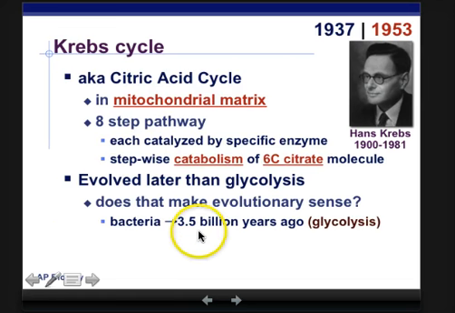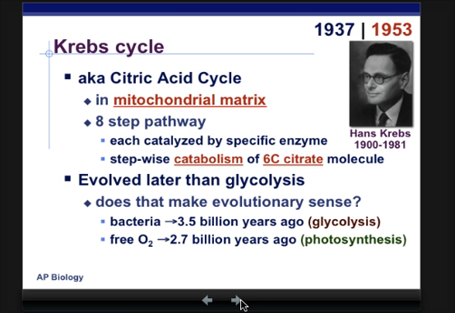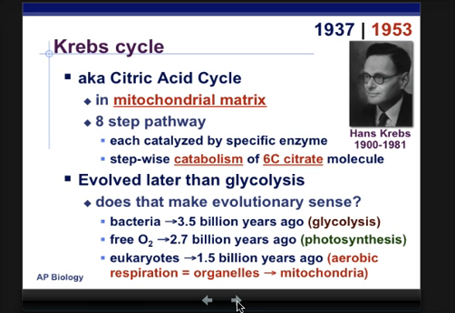Bacteria came around 3.5 billion years ago, and they did glycolysis. Then, I think I showed you this in one of the other slides, we started having free oxygen around and started having photosynthesis occurring. And then the eukaryotes came around 1.5 billion years ago doing aerobic respiration with organelles in the mitochondria, because oxygen is a requirement for this.